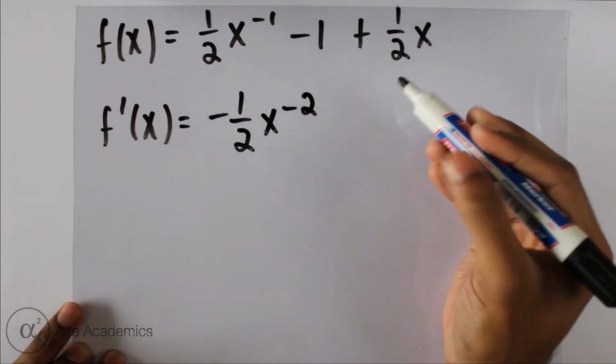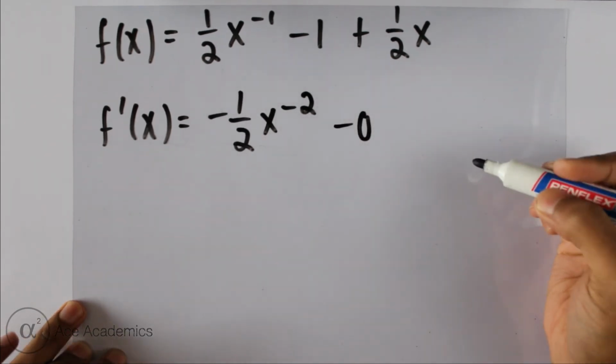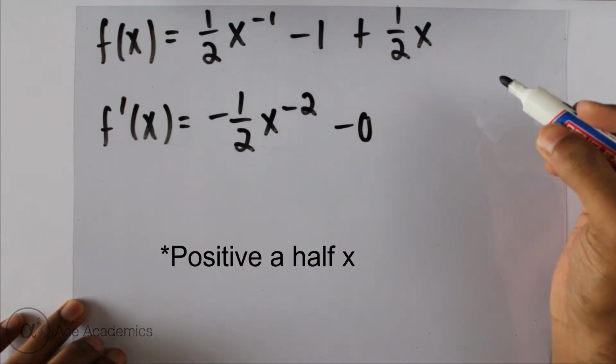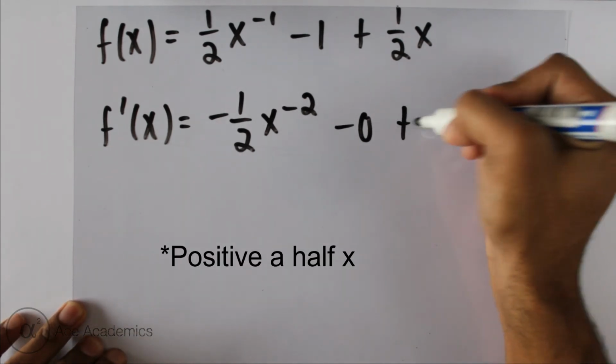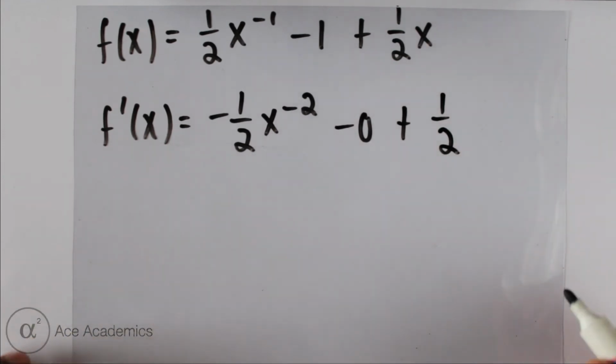The derivative of negative 1 is just 0 because the derivative of a constant is 0. And the derivative of positive a half is just a half. Please refer to my first video if you're still struggling with this step.